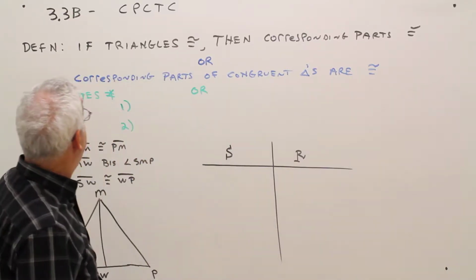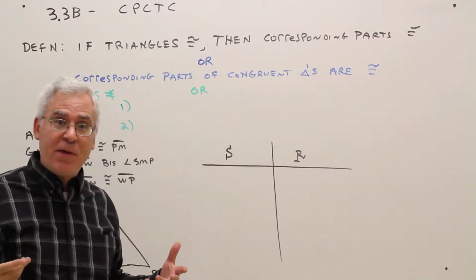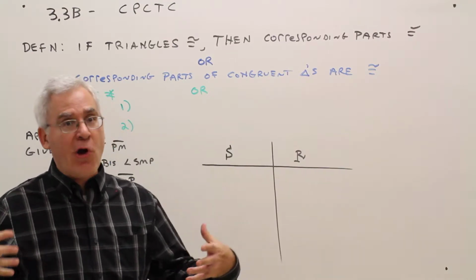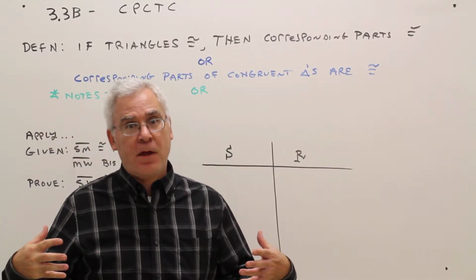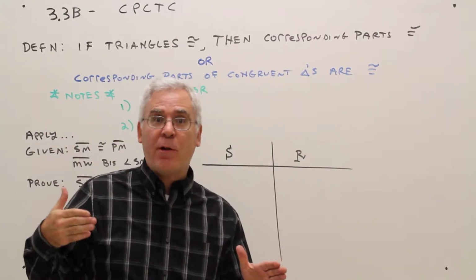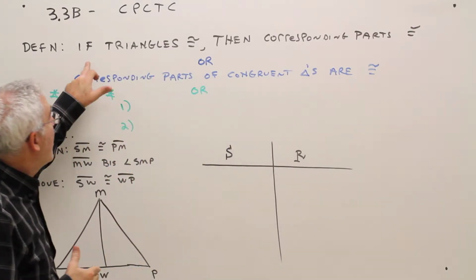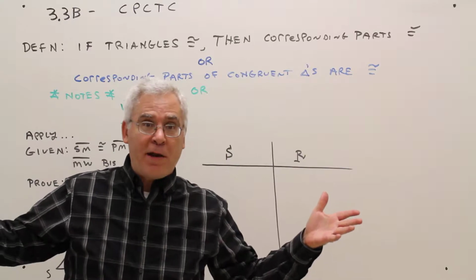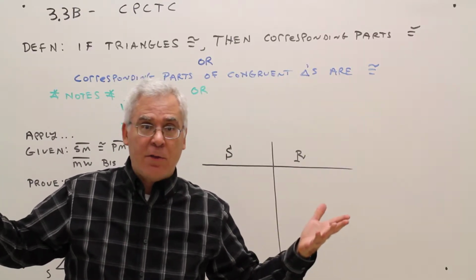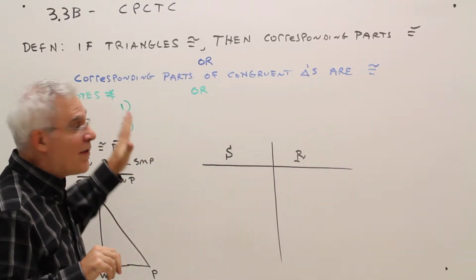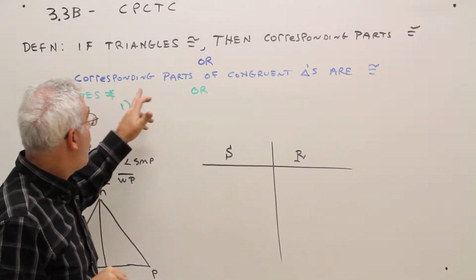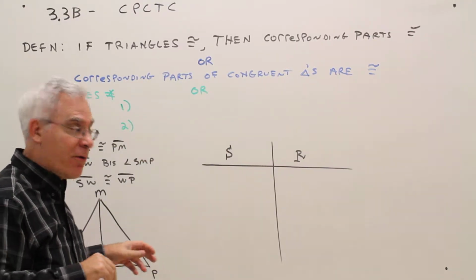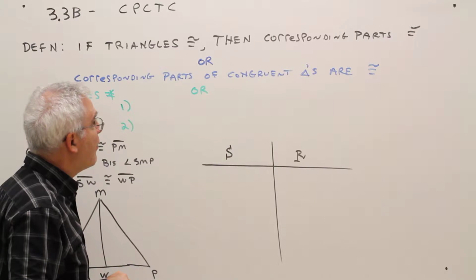Welcome to video 3.3, CPCTC. This is the crux of the whole lesson. Okay? So I'm going to start out by reviewing a previous definition. If triangles are congruent, then all 6 corresponding parts are congruent, the 3 sides and the 3 angles. We could state that another way. Corresponding parts of congruent triangles are congruent.